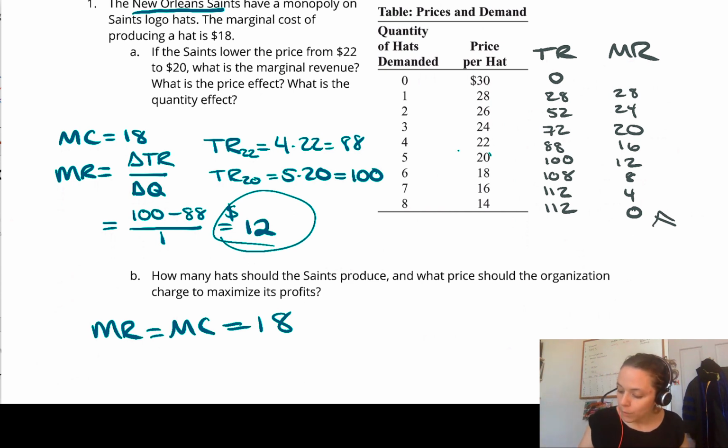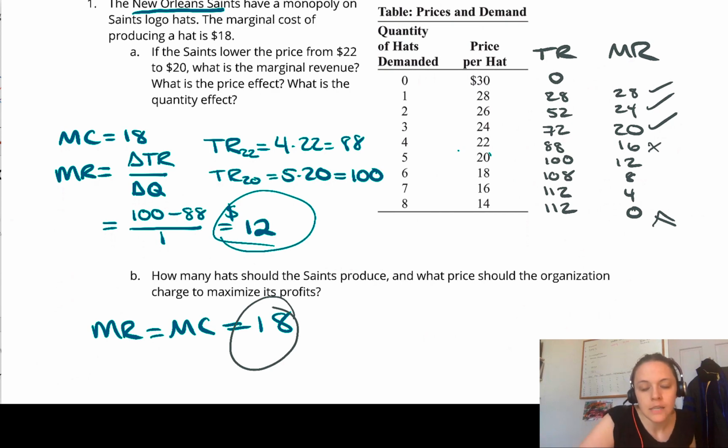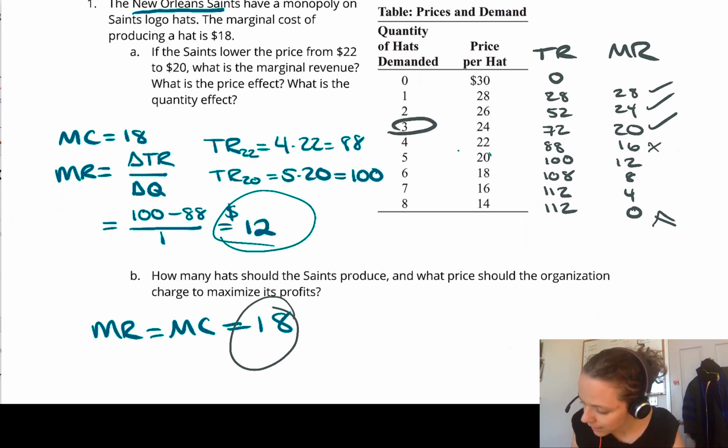So where do we want to produce? Our marginal cost is 18. So this is good, this is good, this is good, and then this one's not good. And that's not good because we want to get as close as we can without going over. So on that last one, we wouldn't produce, which means that we're going to produce 3 hats. And this is going to be our revenue.